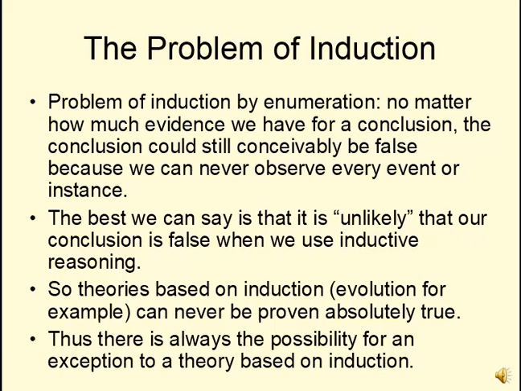So when we have theories that are based on induction, evolution for example, it can never be proven absolutely true. So there's always a possibility for an exception to a theory when a theory is based on induction. Yeah. So that's one of the problems that we have to deal with, because scientists can't say this is 100% fact. All they can say is all of our observations support this theory. Yeah, but that doesn't mean that they aren't going to have another observation tomorrow that does not support this theory.